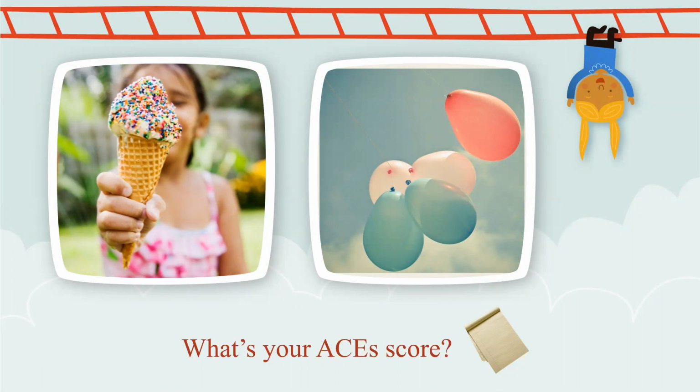Question 3: did an adult or person at least 5 years older than you ever touch or fondle you or have you touch their body in a sexual way, or attempt or actually have oral, anal, or vaginal intercourse with you? Question 4: did you often or very often feel that no one in your family loved you or thought you were important or special? Or your family didn't look out for each other, feel close to each other, or support each other?